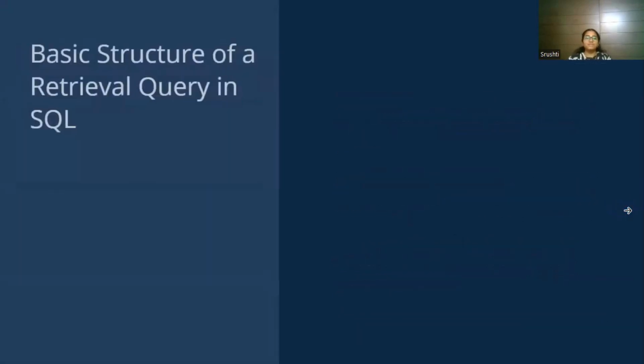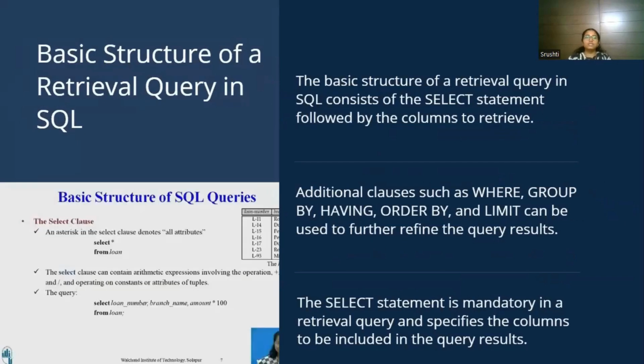Now let's learn the basic structure of a retrieval query in SQL. The basic structure of a retrieval query in SQL consists of the select statement. It is followed by the columns to retrieve. Additional clauses such as where, group by, having, order by, and limit can be used to further refine the query result. The select statement is mandatory in a retrieval query and specifies the columns to be included in the query result.